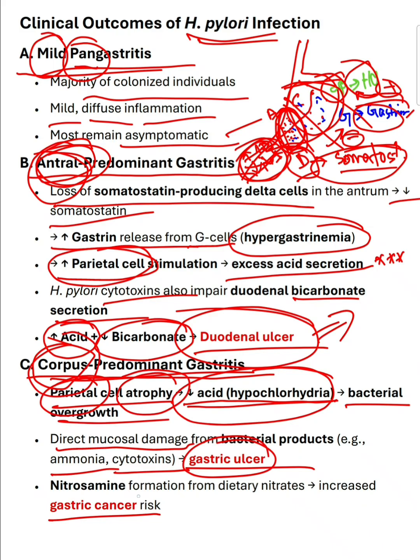Okay, so in corpus-predominant gastritis, another point is, this bacterial overgrowth, those bacteria convert the dietary nitrates into nitrosamine. So nitrosamine is a mutagen, so it acts as a carcinogen, and that's why this nitrosamine can increase the gastric cancer risk. And it can include adenocarcinoma, maltoma, which is a lymphoma.